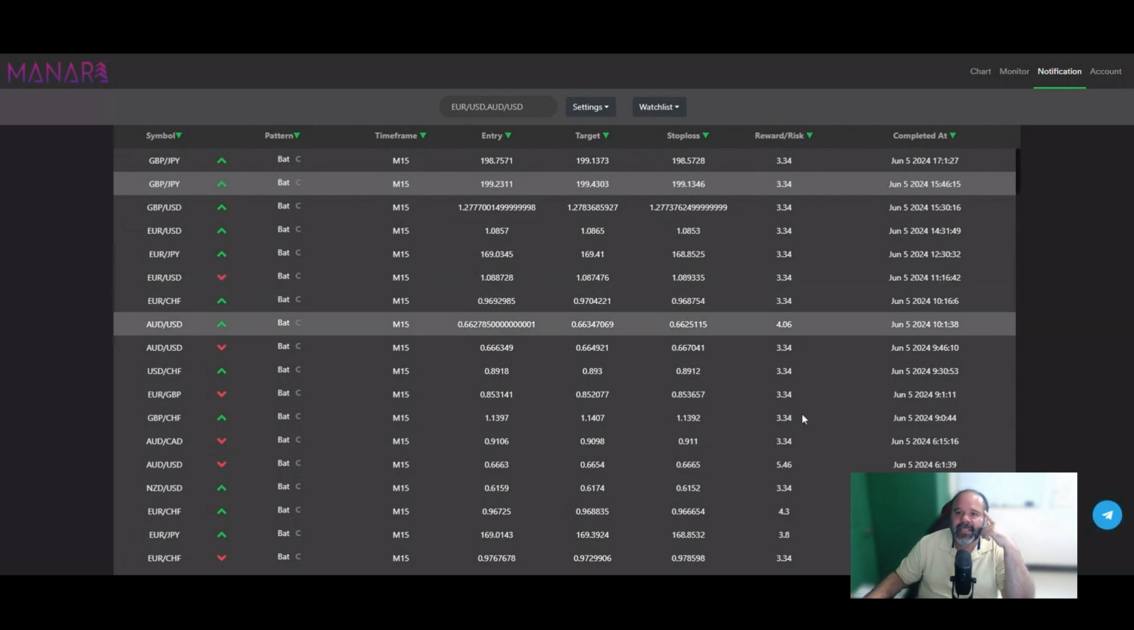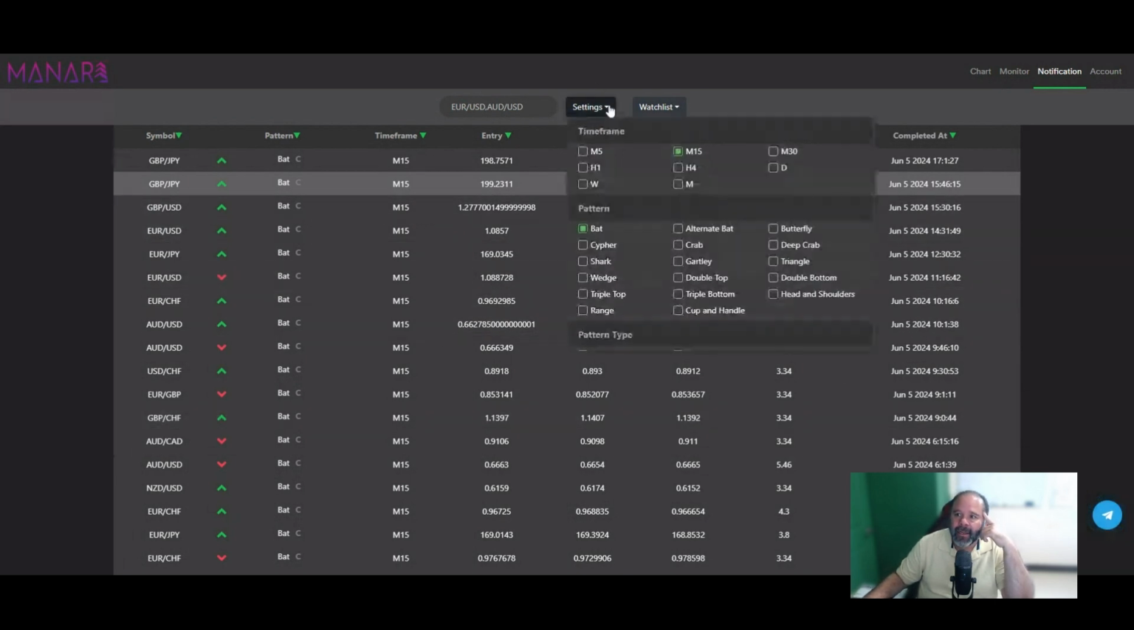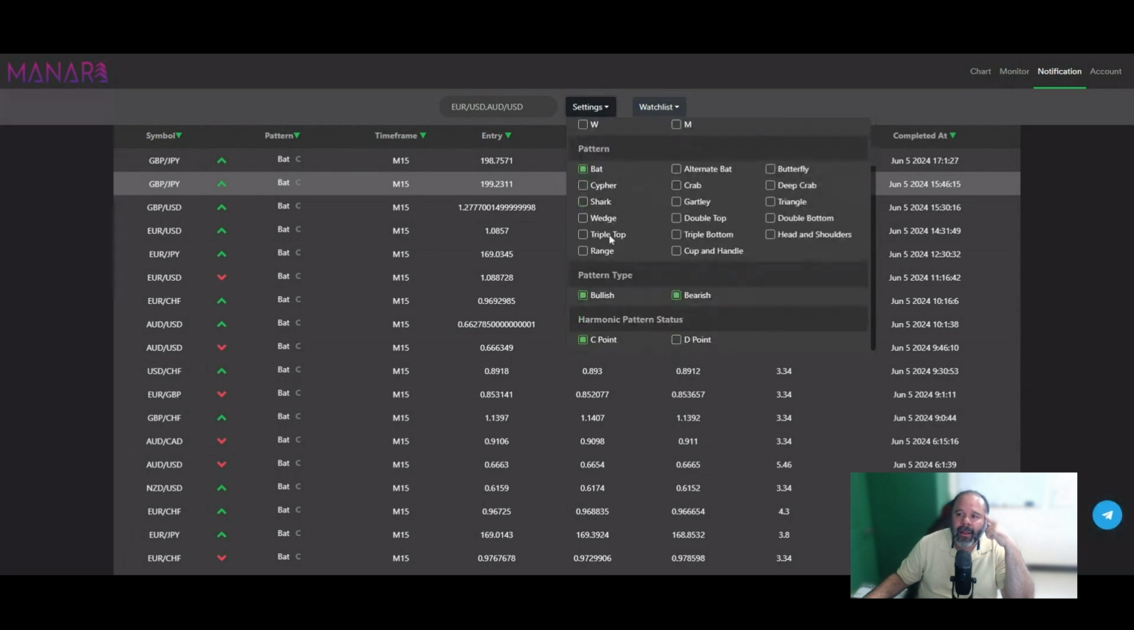First of all, let me tell you how you need to do the setup. It's very simple. When you go here to settings, you select M15, you select pattern, bat pattern, then you select bullish, bearish, and C point.